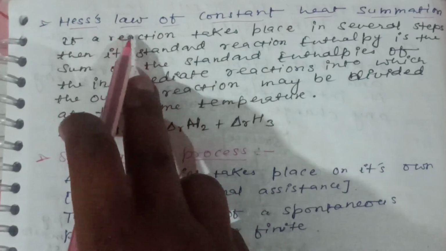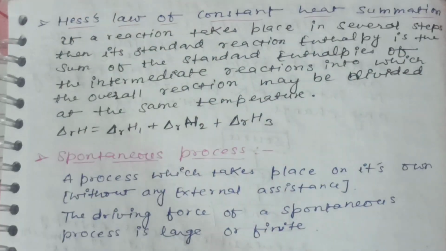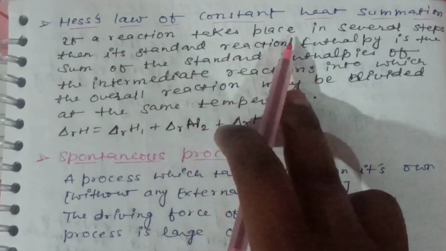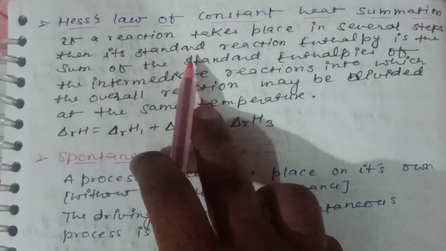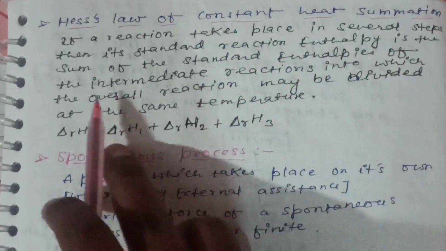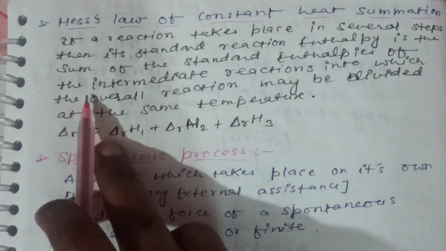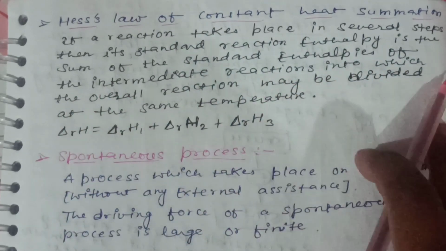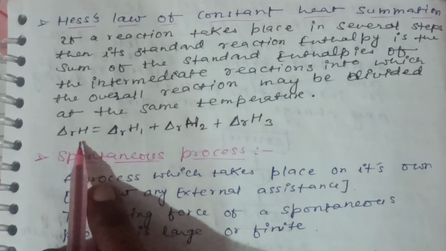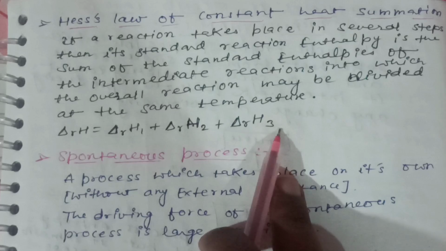Hess's law of constant heat summation. If a reaction takes place in several steps, then its standard reaction enthalpy is the sum of the standard enthalpies of the intermediate reactions into which the overall reaction may be divided at the same temperature. Del r H is equal to del r H1 plus del r H2 plus del r H3.